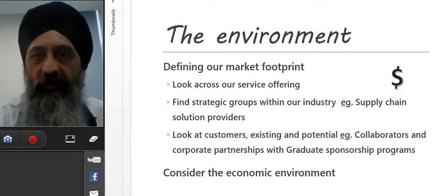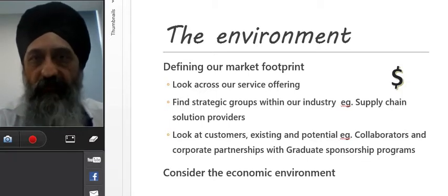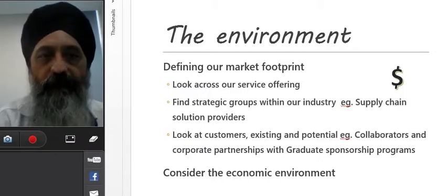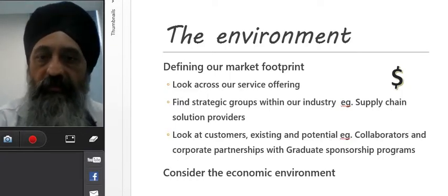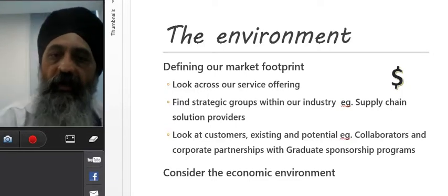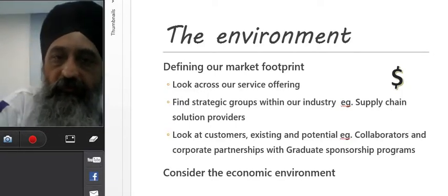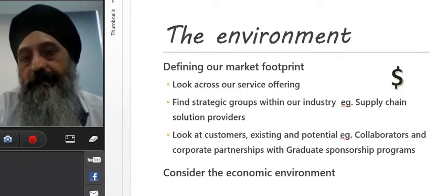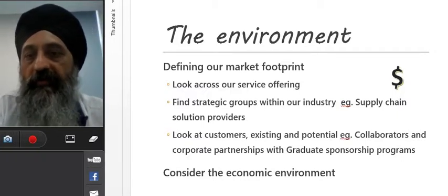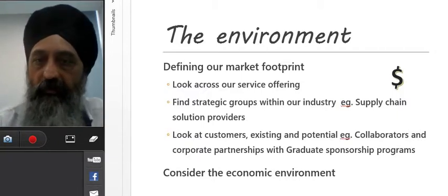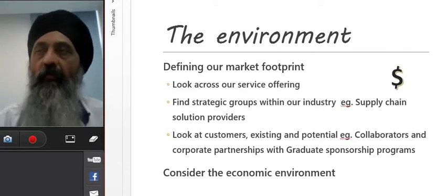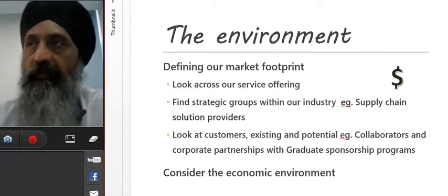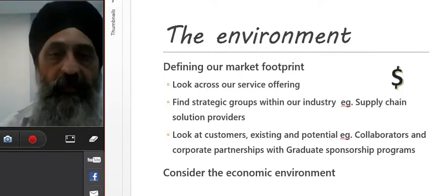Hello again. One of the things that we talked about in our face-to-face session was how do you measure your environment? Because as we know, the starting point of good strategy is to understand your business environment. If you look at the slides that I have uploaded for you, basically the environment is about defining our market footprint, understanding what are the markets where we offer our services, what are our strategic positions in different markets if need be.